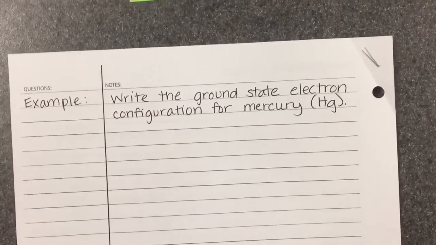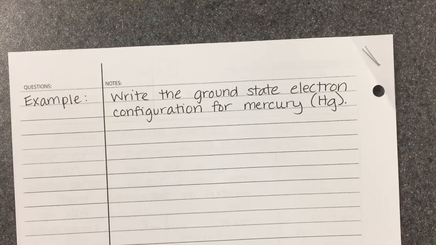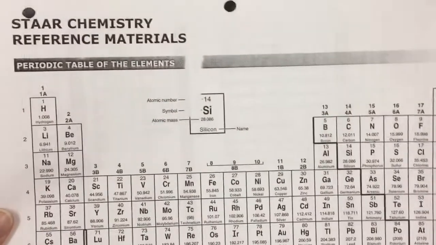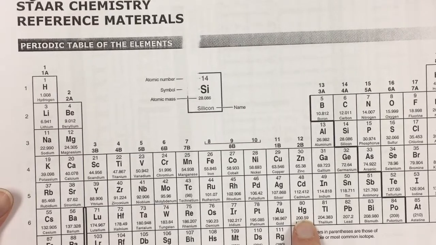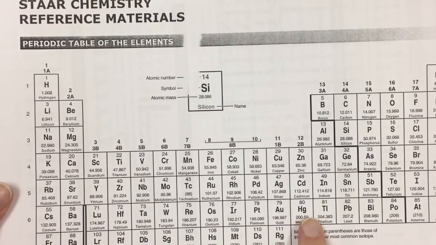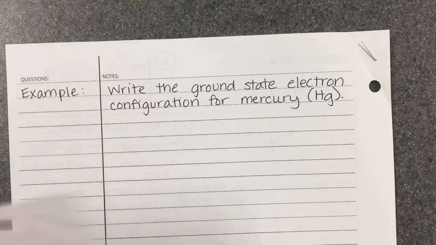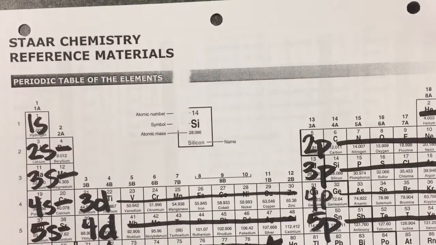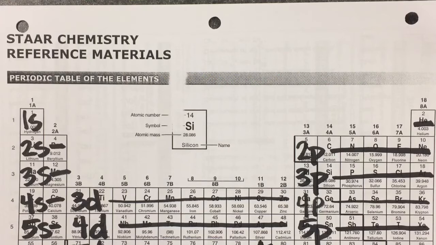Okay, everybody. So we've had a minute to try to write the ground state electron configuration for mercury. Now, if I look at mercury on the periodic table, mercury is number 80. So it's actually right next to gold. It has 80 electrons, okay? What I'm going to do is, instead of drawing the whole orbital diagram with all the arrows, I'm just going to think about what electrons fill up in what order, okay?